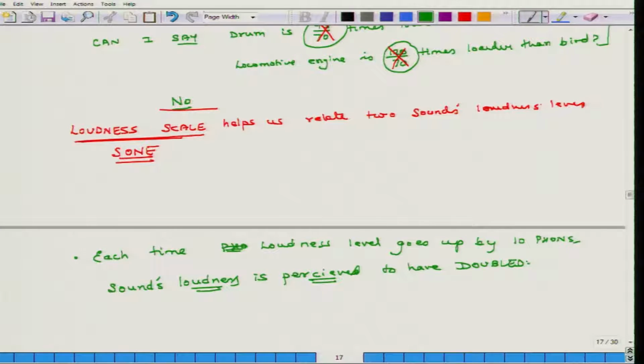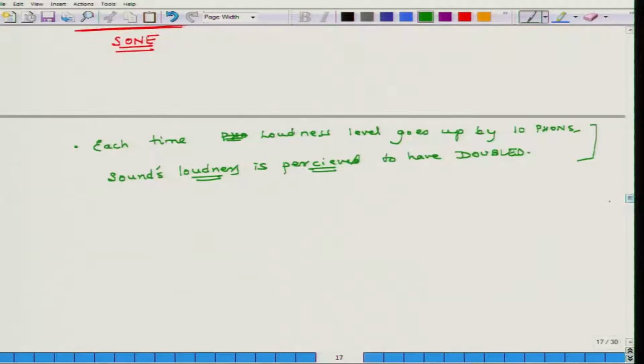Okay, this is important too. This is based on a lot of perception experiments. So you play a sound at 10 fons and then you play a sound at 20 fons and you ask, what do you think about these two sounds? A lot of times people say that the sound has doubled, loudness has doubled. Then you play it at 30 fons and they say loudness has gone up by a factor of 4.